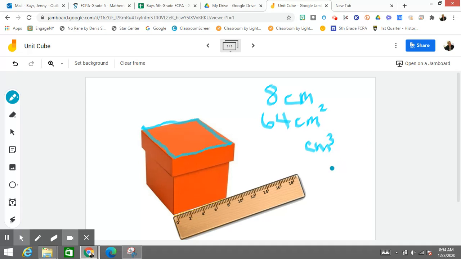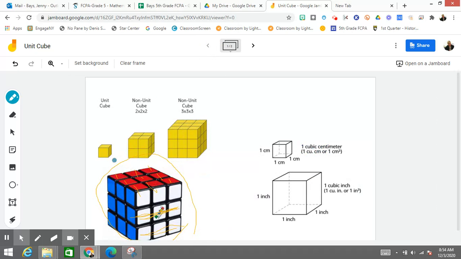So linear centimeters, linear length is just how long something is. Square centimeters is how much space inside a flat two-dimensional rectangular square. And cubic centimeters, they measure volume, how much space is inside the box. So unit cube is just a cube that measures 1 on each side. It can be 1 centimeter, 1 inch, 1 foot, 1 yard, but it just measures 1 on every side.